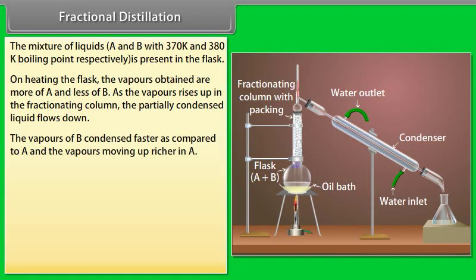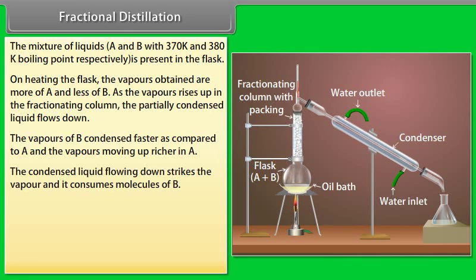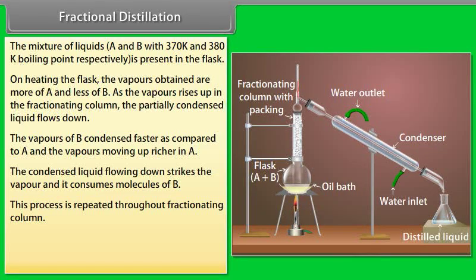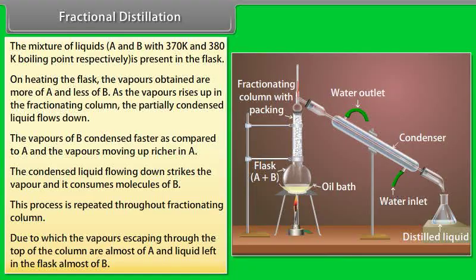The vapors of B condense faster as compared to A, and the vapors moving up are richer in A. The condensed liquid flowing down strikes the vapor and it consumes molecules of B. This process is repeated throughout the fractionating column, due to which the vapors escaping through the top of the column are almost of A and the liquid left in the flask is almost of B.